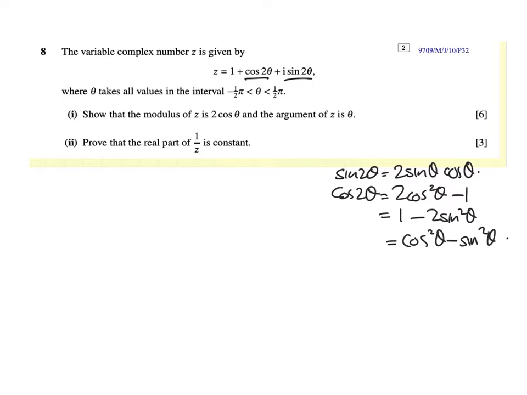Show that the modulus of z is 2 cos theta and the argument of z is theta. To start with, the modulus of z equals the square root of x squared plus y squared. This is the modulus formula, basically the magnitude, using the Pythagoras formula. We know that 1 plus cos 2 theta represents the real value, and i sine 2 theta represents the imaginary value. Imaginary values are the y-axis, and the real value, 1 plus cos 2 theta, represents the x-axis.